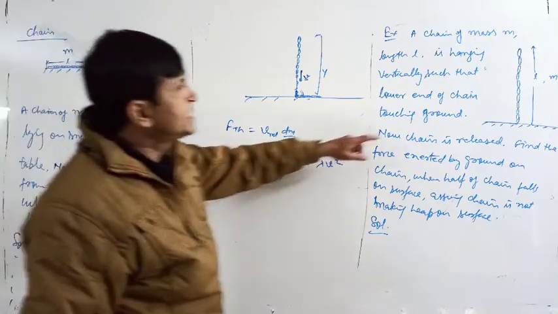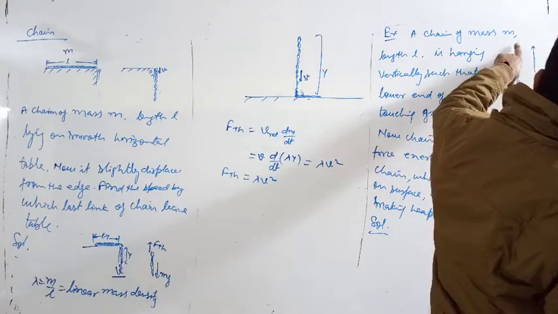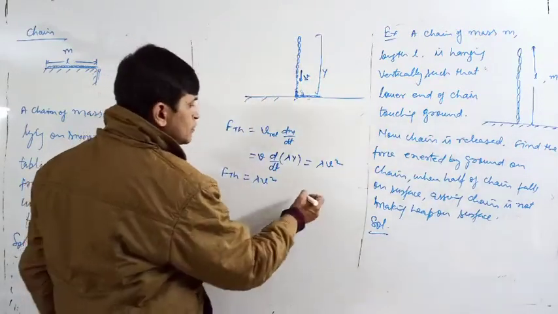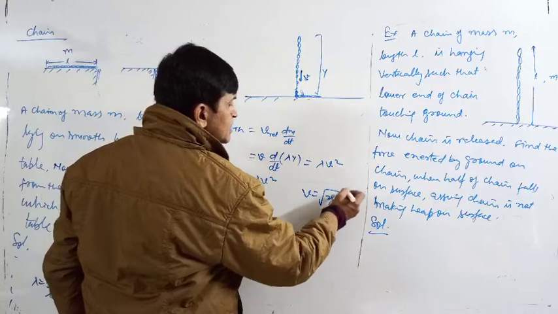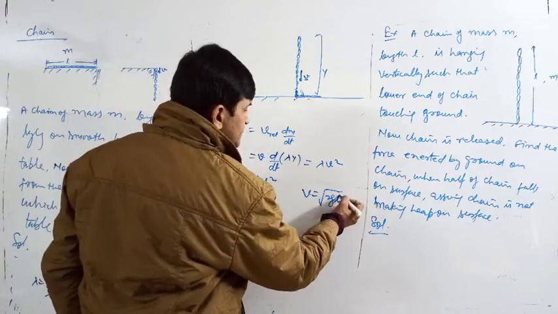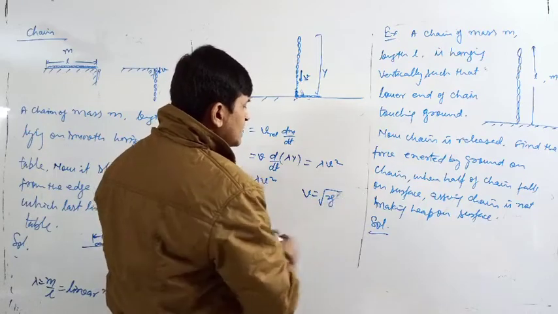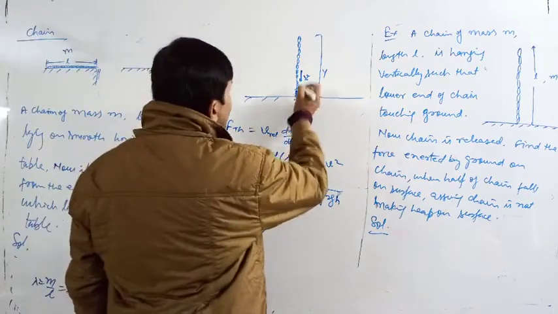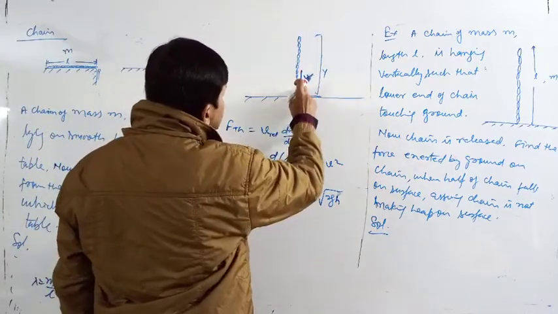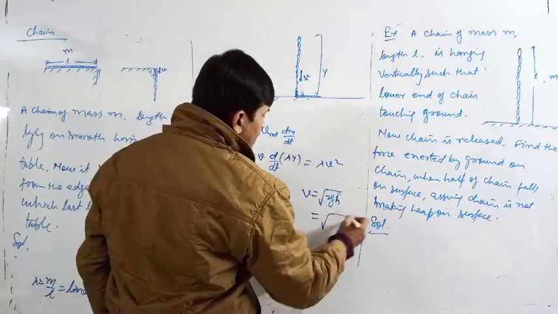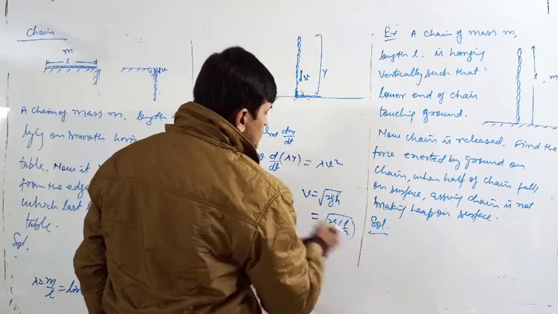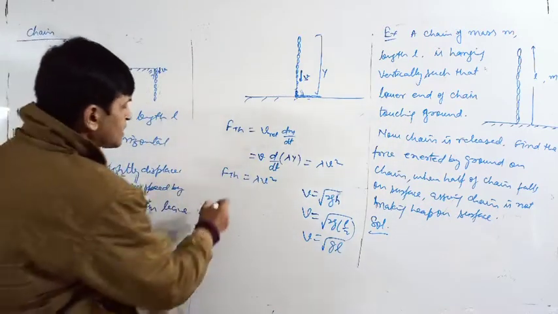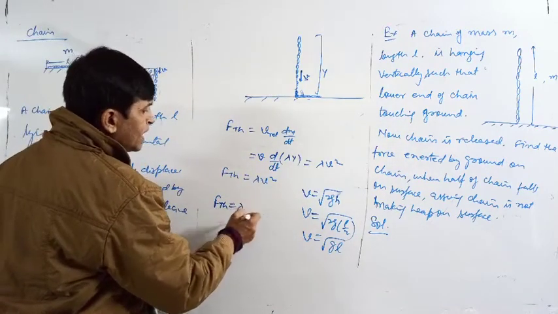The initial velocity was 0 when the full length L was here. Now when L by 2 length remains, as we know v is equal to root over 2gh, where h is the height fallen by the body. The part of the chain which has fallen L by 2 will have velocity root over 2g into L by 2. So v is equal to root over gL. We can substitute that here. So thrust force is equal to lambda into gL.